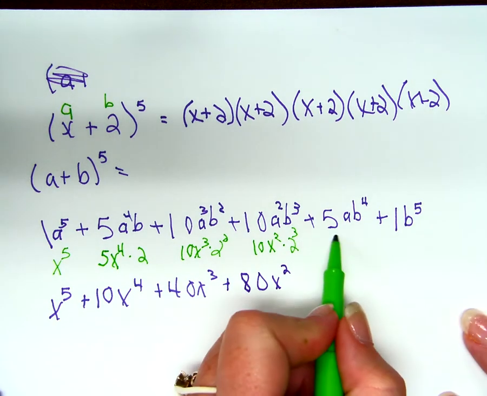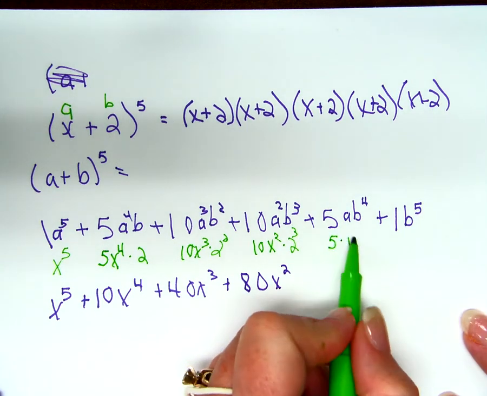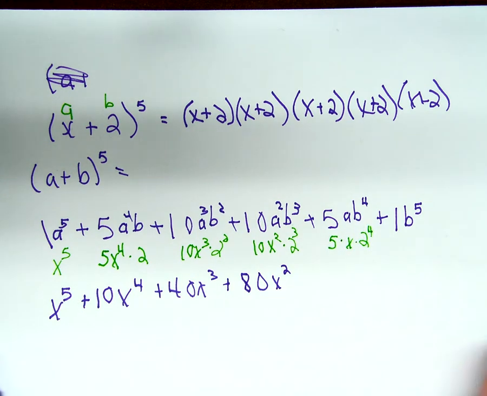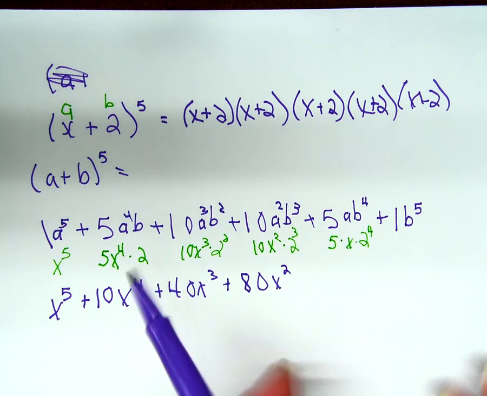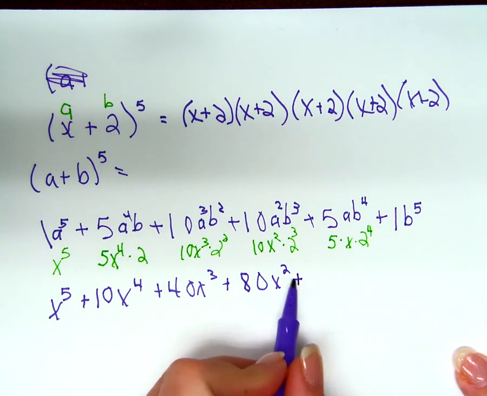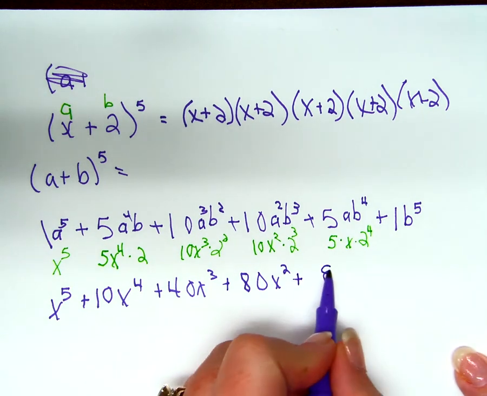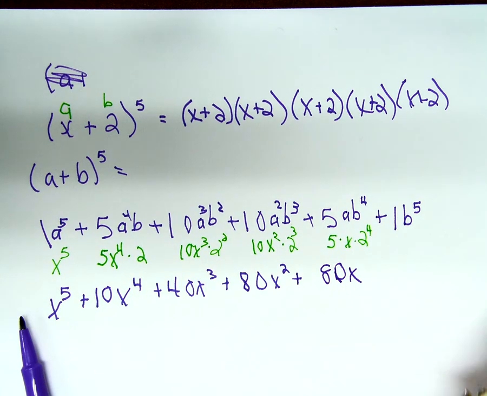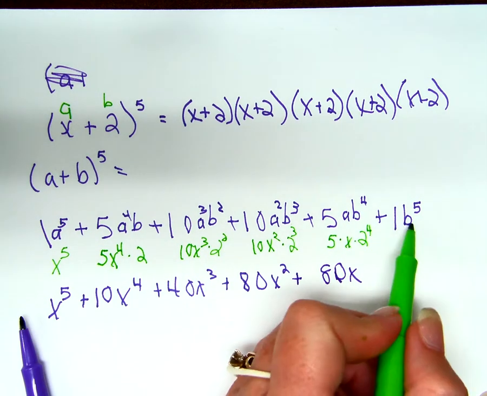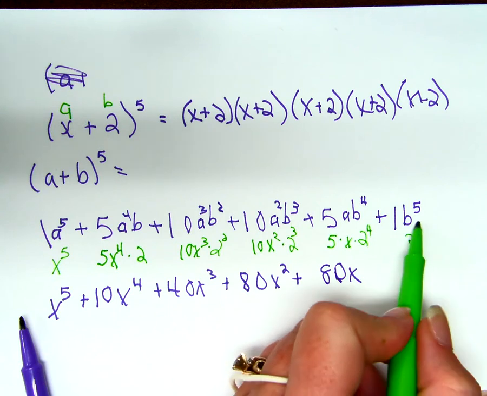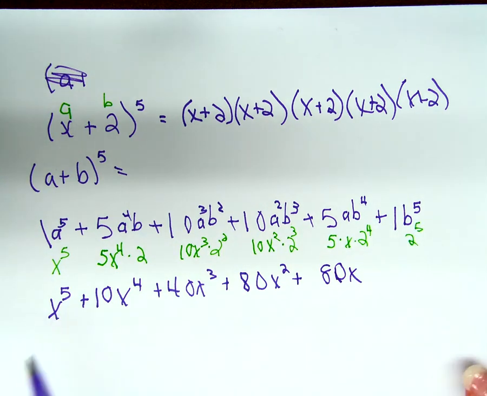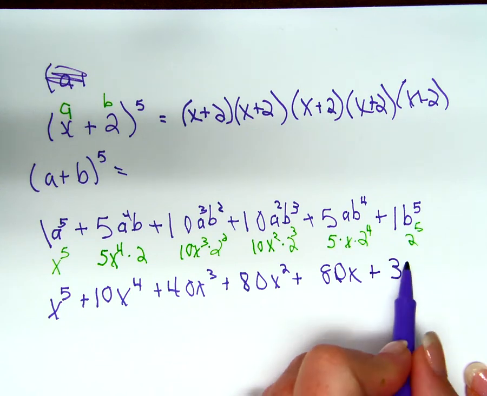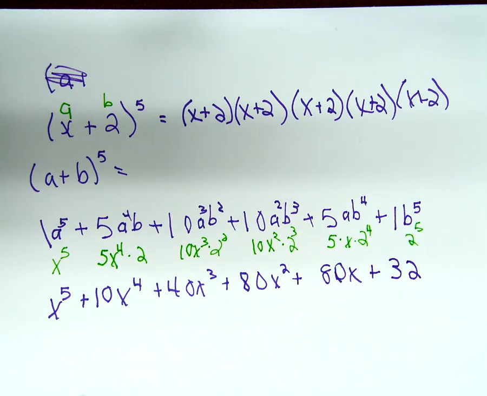Next term, 5 times a, which is x, times b to the fourth, which is 2 to the fourth. What's 2 to the fourth? 16 times 5, 80. Last term, b to the fifth, 2 to the fifth. 2 to the fifth? Done.